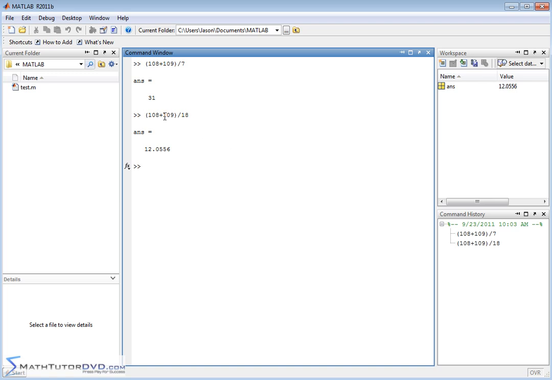So so far it doesn't seem that MATLAB really understands fractions or fraction simplification, because if you look at this guy, 108 plus 109 over 18, or we can just take an easier example. Let's do something like 22/36. This is a fraction we know can be simplified. We know we can divide top and bottom by 2. But when I put it into MATLAB, it always gives me a decimal.